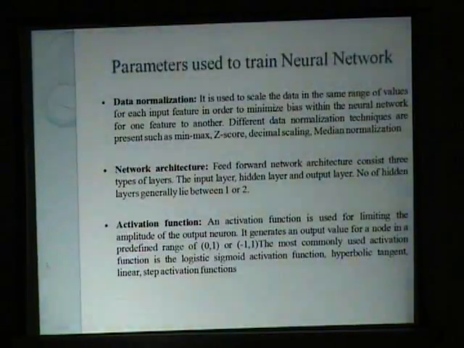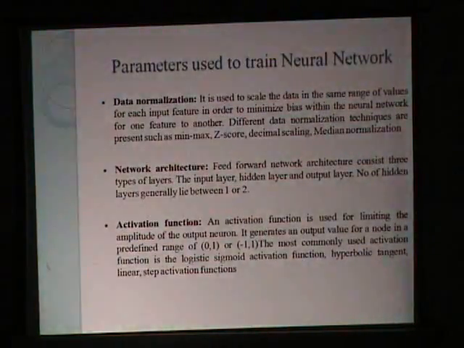These are the most important parameters that affect the training of neural network algorithms. First of all, सबसे पहले जो है data should be normalized. If data is not normalized, then it will not give the desired results which we want. It is used to scale the data in the same range of values for each input feature in order to minimize the bias within the neural network for one feature to another. These are the several techniques used for data normalization: min-max, z-score, decimal scaling, median normalization.